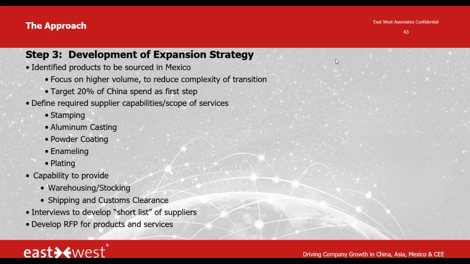we decided to take a look at 20% of the China spend as a first step to diversify some of the geographic risk, but not to make it too large a project to make it unwieldy. And we focused on the higher volume products to try to reduce the complexity of this transition. And then we looked at supplier capabilities, the metalworking, but also the powder coating and enameling and plating capabilities. And then one area that was a little bit different here is that they were looking for warehousing and stocking support in Mexico, and that is not as common a feature in many contract manufacturers and suppliers in the country.